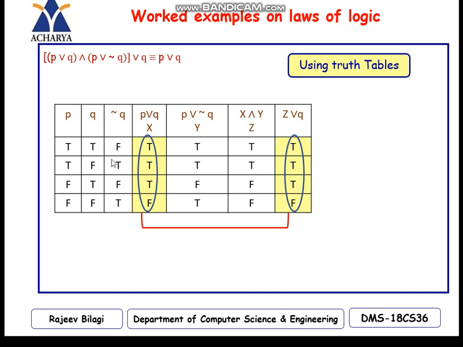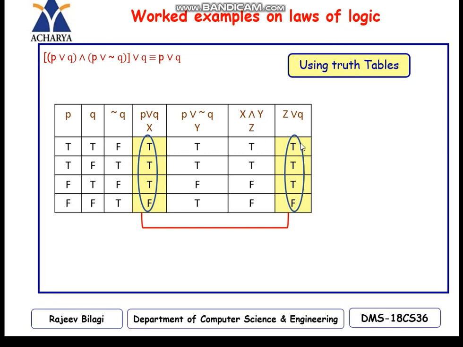So P ∨ ¬Q is T, T, F, T. Now with this I need to find the AND operator. For X and Y, only when both are true is it true, otherwise it is F. If you look at this and this, the last two will be F, otherwise it is true.